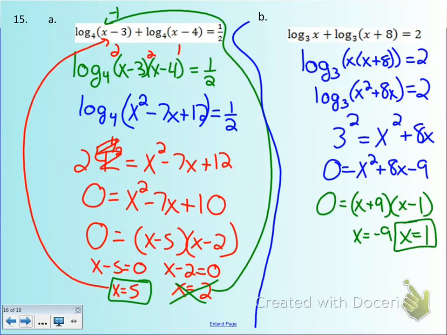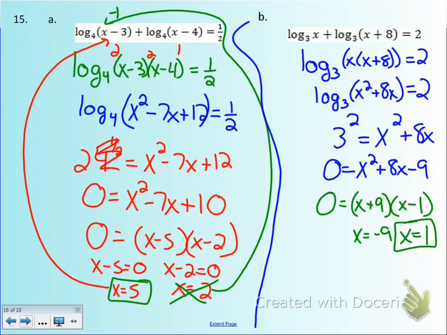Okay, for this part B, you should end up with x equals 1 as your answer. If you did, continue on. If you did not, here's the explanation. We are doing addition, so that means with logarithms that we're going to have to multiply. So we have log base 3 of x times the quantity x plus 8 equals 2.